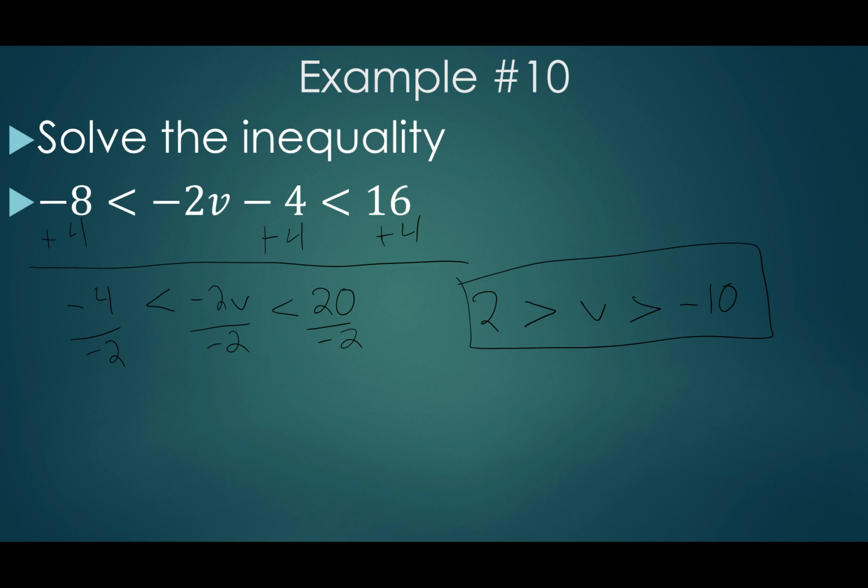If you like seeing the answers go from least to greatest, from left to right, you could rearrange it to say negative 10 first, less than v, less than 2. Just make sure that if you flip the order around, you're switching the left and right hand sides. You also flip the inequality signs at the same time.